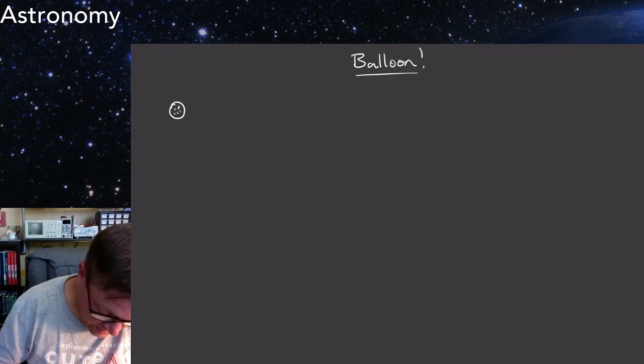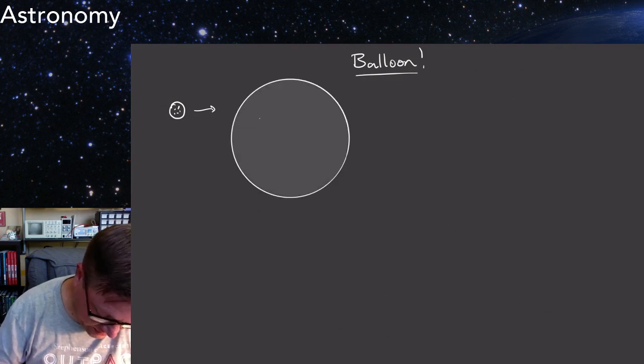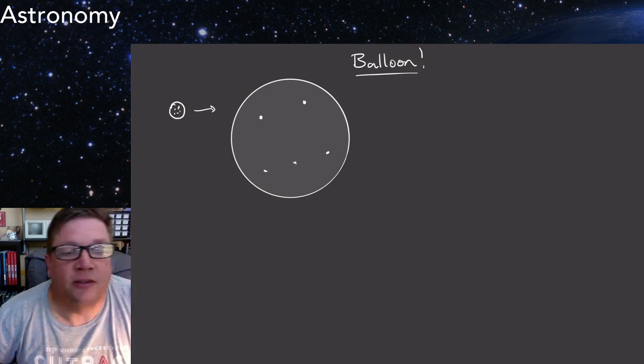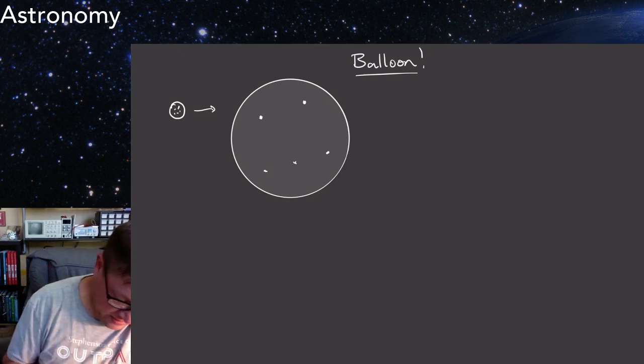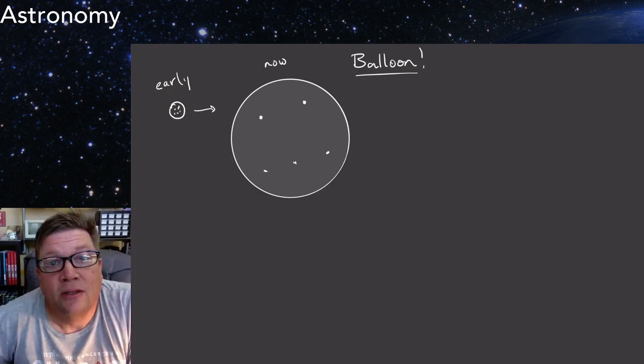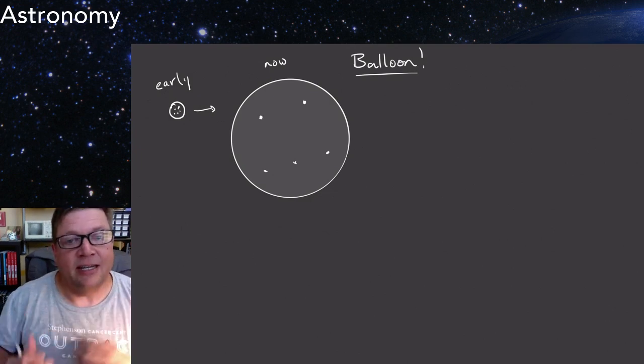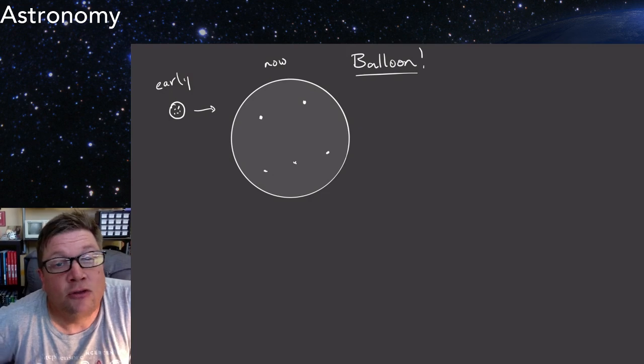And then over time, the balloon expands. Let me see if I can match the dots. So we get the same pattern of dots in the early universe and now. So the pattern doesn't change, it just gets spread apart. That's the idea. This is a two-dimensional rubber band.